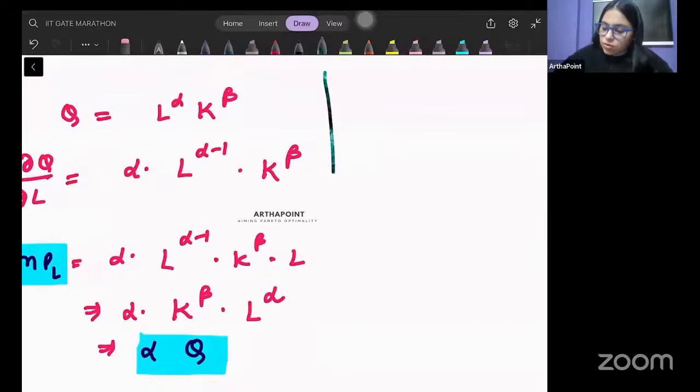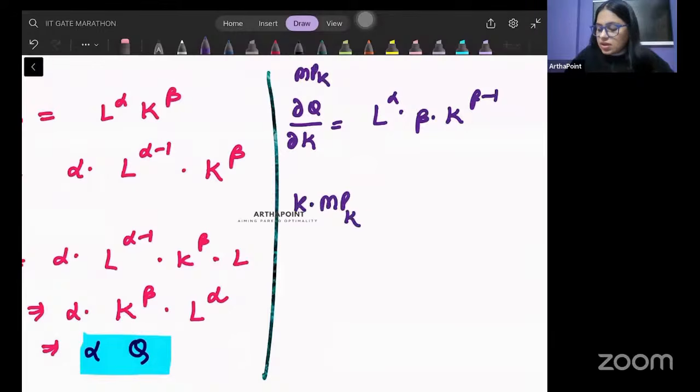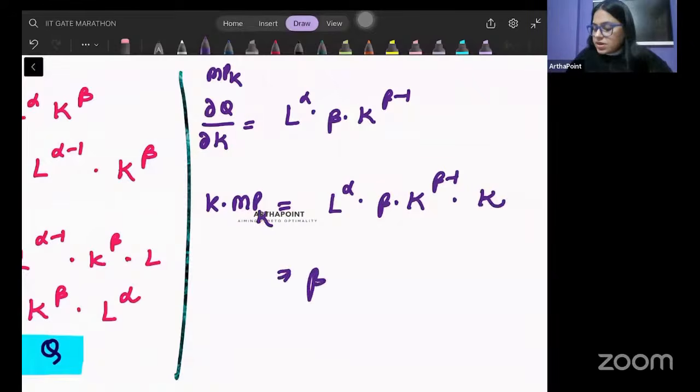Similarly, I can find del Q by del K. If I differentiate this function with respect to K, what will I get? Beta K to the power beta minus 1. This is nothing but MPK. If I do K times MPK, I will get L to the power alpha, beta K to the power beta minus 1 into K. So I will get beta L to the power alpha K to the power beta. This will be beta into Q.